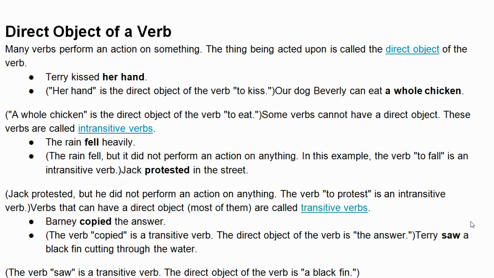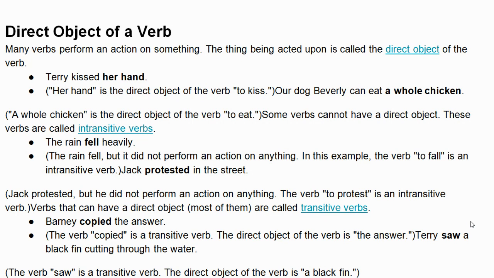Some verbs cannot have a direct object. These verbs are called intransitive verbs. The rain fell heavily. The rain fell, but it did not perform an action on anything. In this example, the verb to fall is an intransitive verb. Jack protested in the street. Jack protested, but he did not perform an action on anything. So the verb to protest is an intransitive verb.